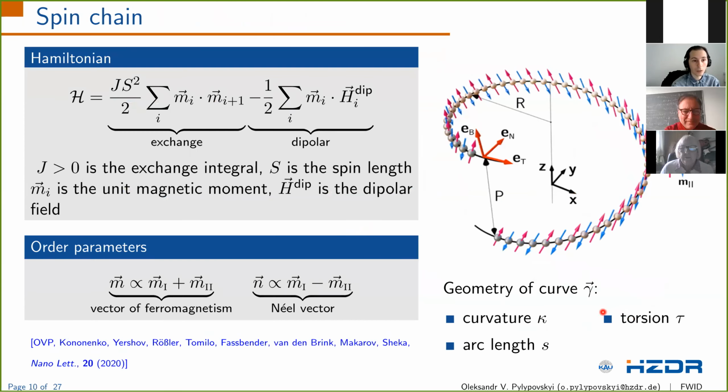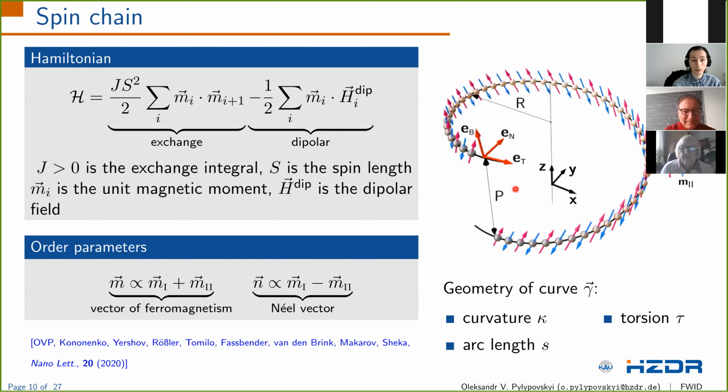Let us consider the minimal model of the spin chain with the nearest neighbor antiferromagnetic exchange and the dipole interaction between spins. The spins are arranged along the space curve gamma. Its shape can be completely described by two geometrical quantities, namely curvature and torsion. In other words, if one has an expression for gamma, then curvature and torsion can be calculated, and vice versa. One can design the curve gamma by definition of functions kappa and tau. These quantities determine the local reference frame at the curve, namely the tangential, normal, and binormal directions.